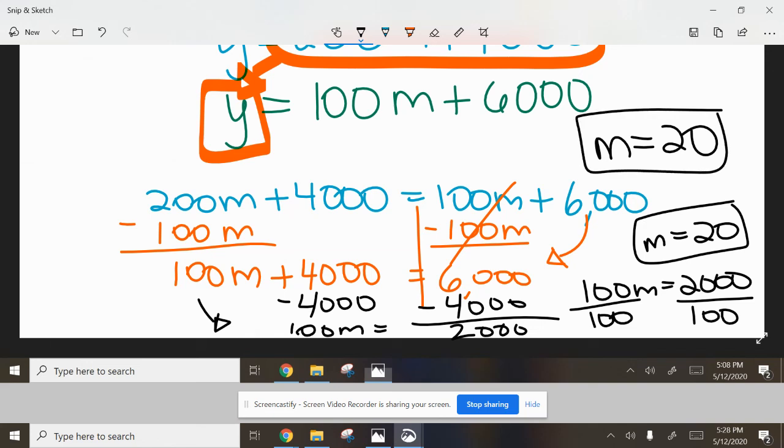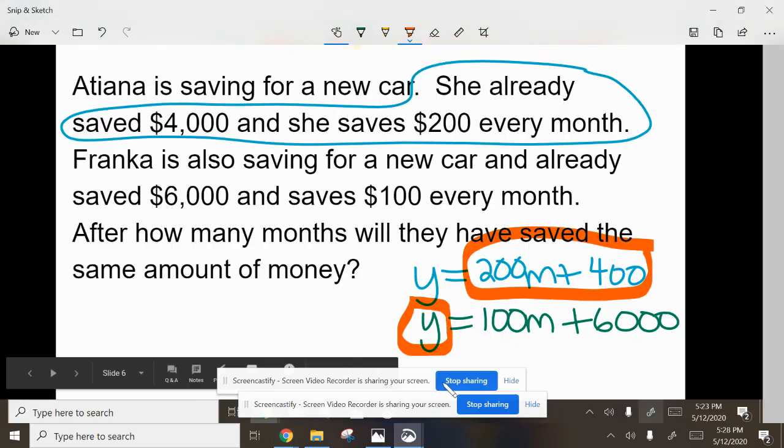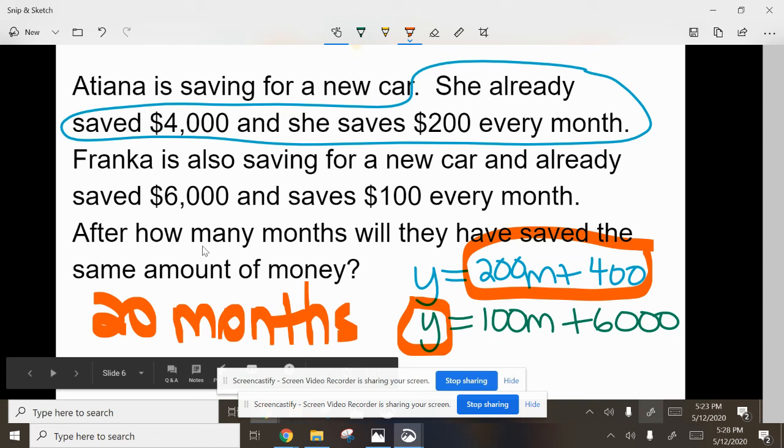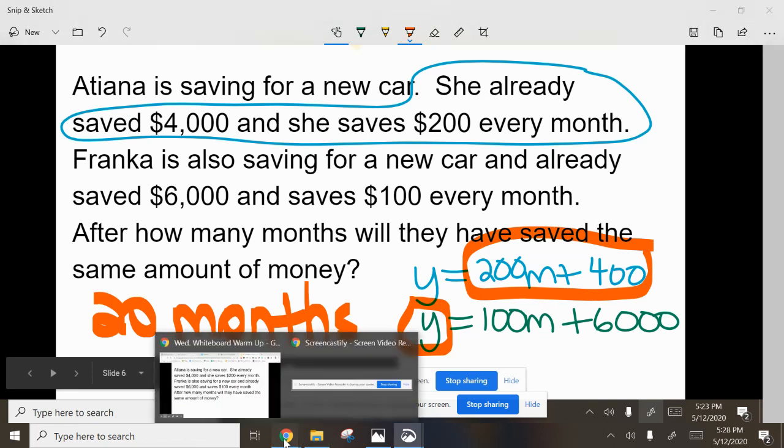Is that what we were looking for? What does m mean? We go back to our original problem. How many months will they have saved the same amount of money? After 20 months. Okay, that's a tough problem, but you could solve it. That's about as tough as they're going to get on you guys for 8th grade. All right, good job.